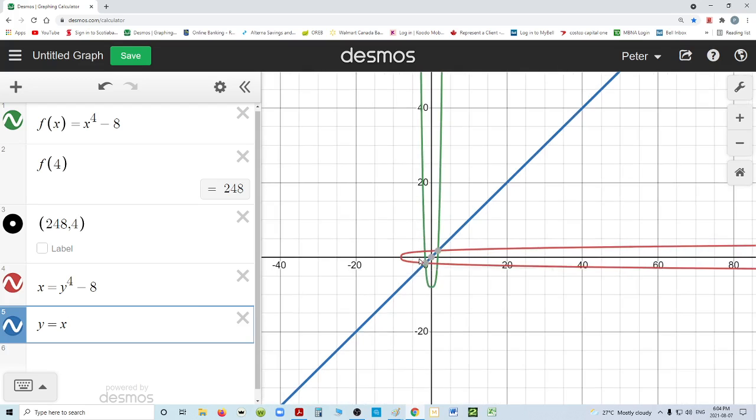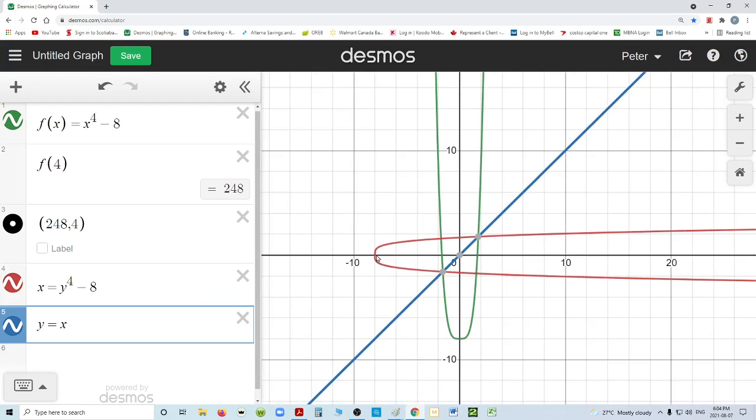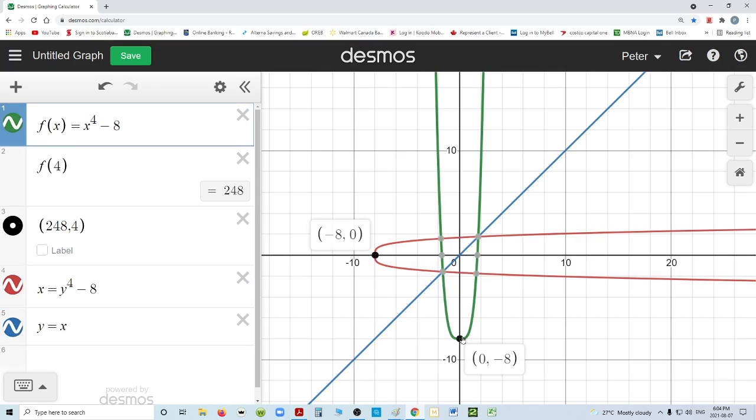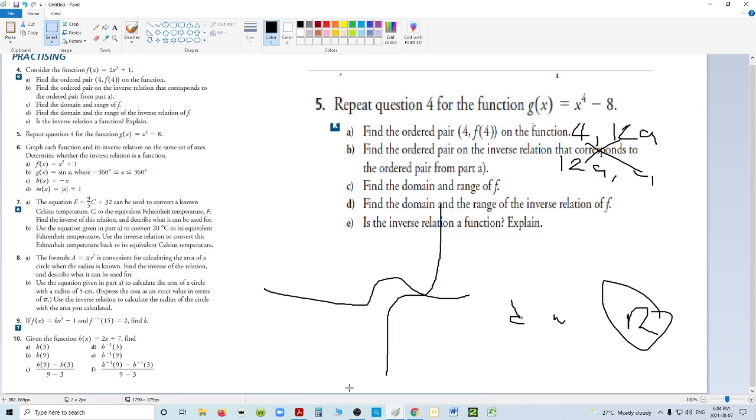And sure enough, when you zoom in here, you'll discover the vertex of this one is indeed the opposite of the vertex of that one. So they all follow that pattern for inverses. It does get more complicated when you hit higher levels. So we found the ordered pair of this new one and the inverse. We found the domain and range, and we found the domain and range of the inverse.